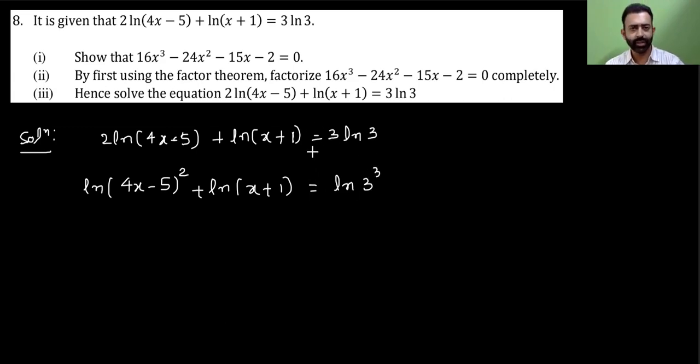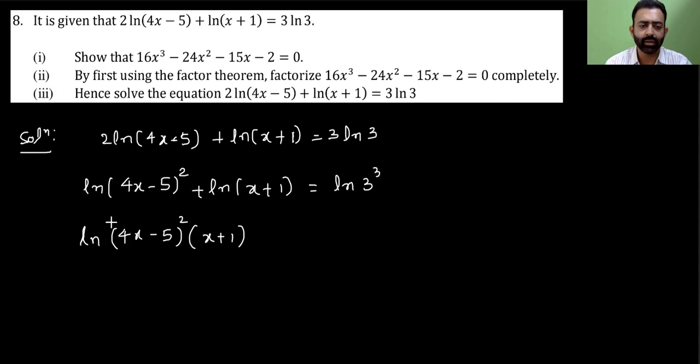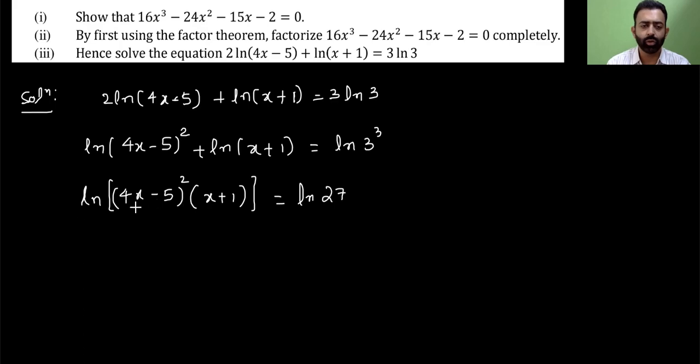Okay, transferring this 3 again to this 3. So log of a plus log of b is log of ab. So my value of a in this case is 4x minus 5 whole square. B value is x plus 1. Okay, inside the square brackets is equal to log of 3 cube is 27. Now quickly, I can remove these logarithms from both the sides.